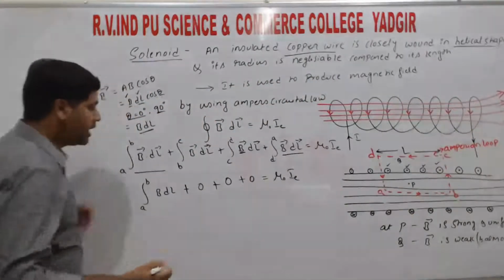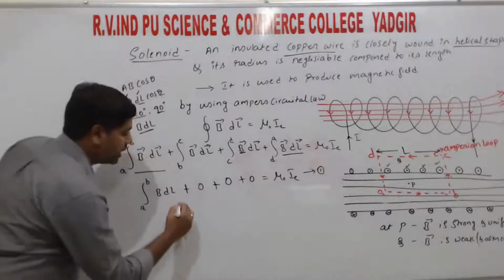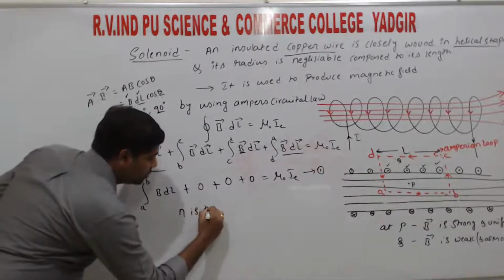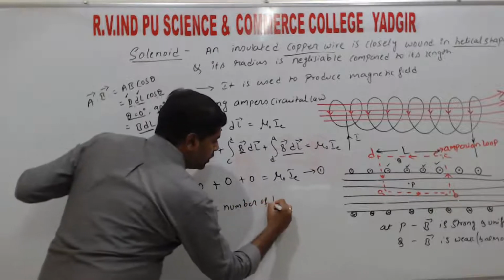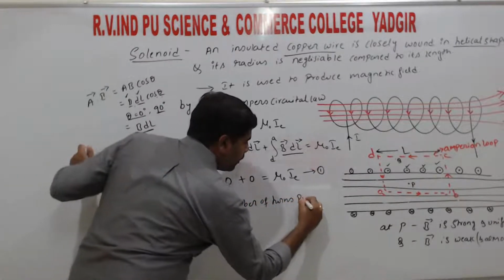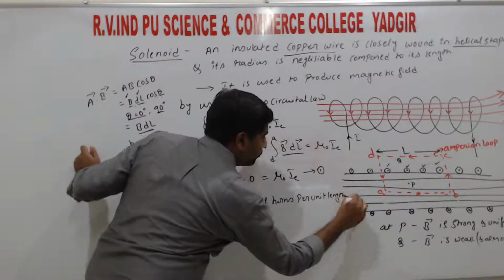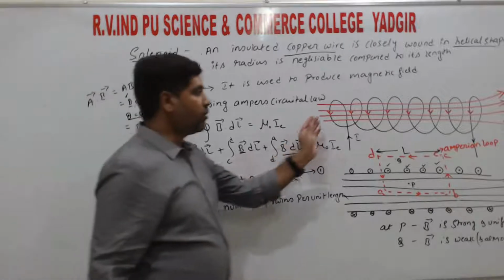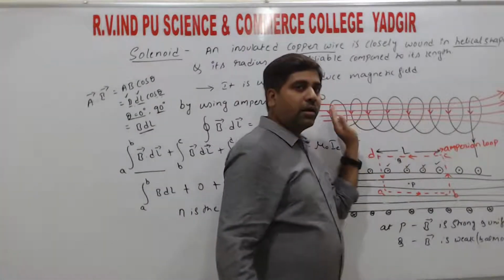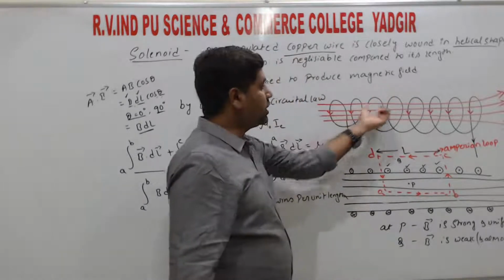We call this the first equation, right? So n is the number of turns per unit length. So we can take n number of turns. Here if we had 8 turns, that is 8 per unit length, that means the value of n is 8. If 10 turns, then 10.